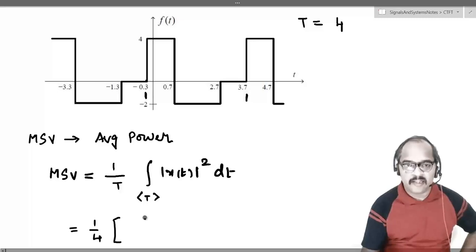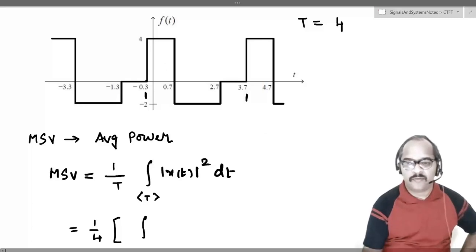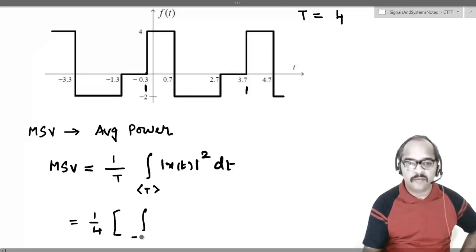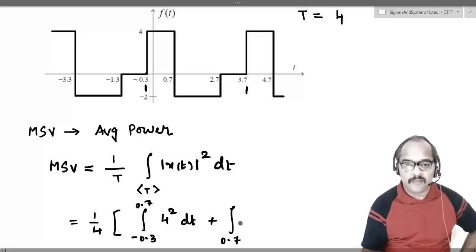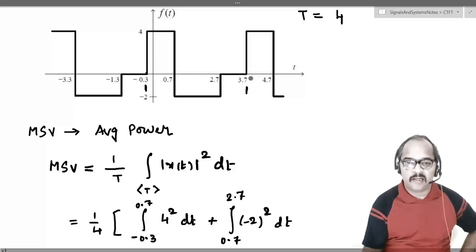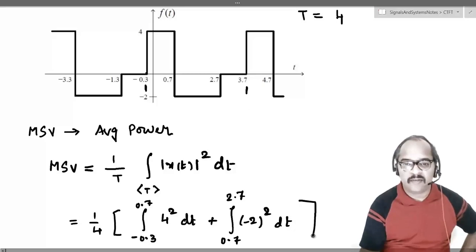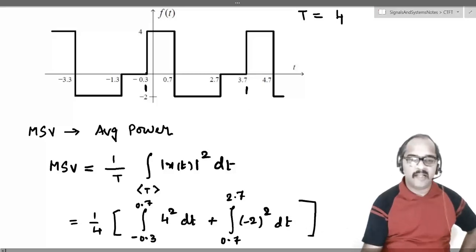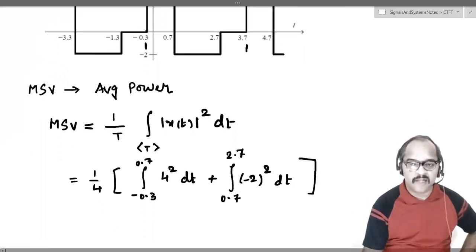So let us do the integration. We will split the integral. From minus 0.3 to plus 0.7, what is the amplitude? It is 4. So that is the integral from minus 0.3 to 0.7 of 4 square dt, plus the integral from 0.7 to 2.7, where the amplitude of the signal is minus 2, so minus 2 whole square dt, and from 2.7 to 3.7 it is 0. So we will leave it like that. This would be the mean squared value of the given signal.